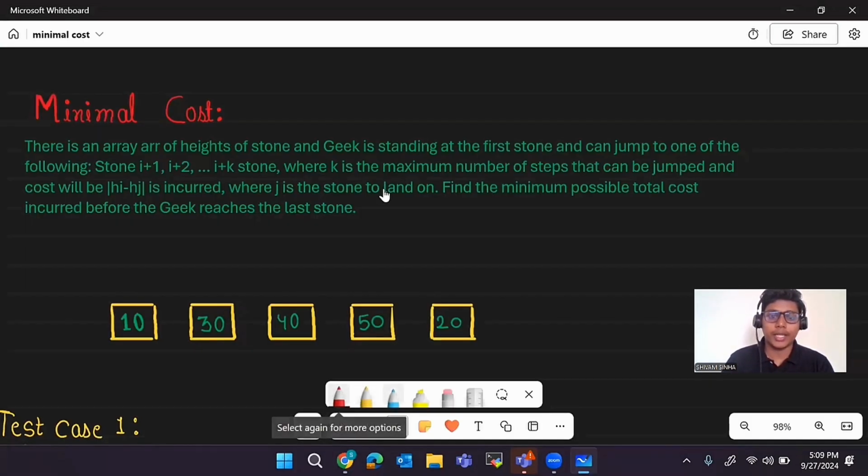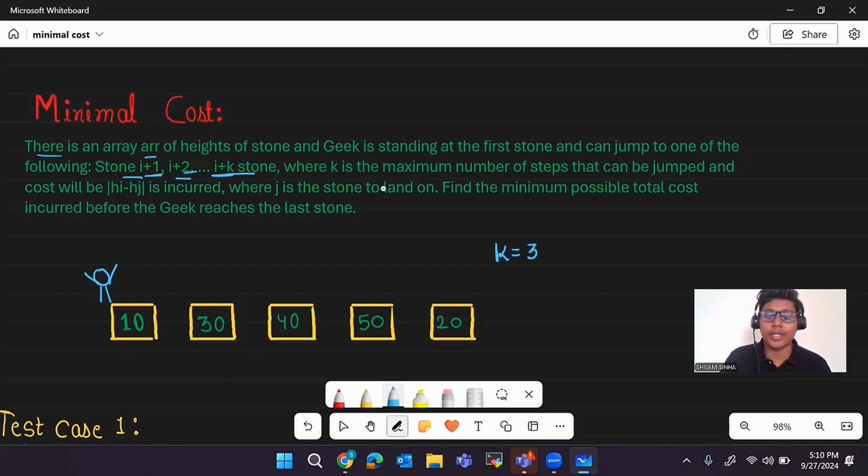Let me explain the problem statement here. The problem statement is saying that there is an array ARR of heights of stones, and Geek is standing at the first stone and can jump to one of the following stones: i plus 1, i plus 2, up to i plus k stone. So basically there is a Geek who is standing here, and these all are the stones. I have already taken one example for you. So Geek is standing here and he can jump to one of the following stones, that is i plus 1, i plus 2, and i plus k. We are also given a value k. For this example we are going to consider k is equal to 3. So here Geek can jump up to i plus 1, i plus 2 to 3. This is the maximum he can jump because the k value is 3.